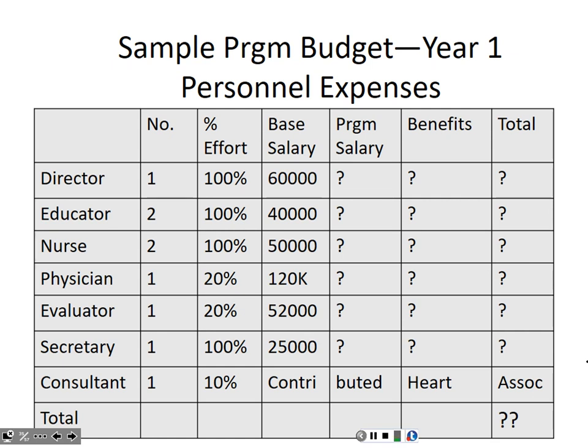Okay? Keep that in mind because you're going to calculate these. Okay. Program salary, again, the salary allocated to my program is their full-time base salary multiplied by their percent effort on my program.